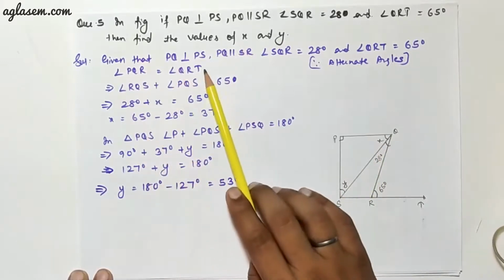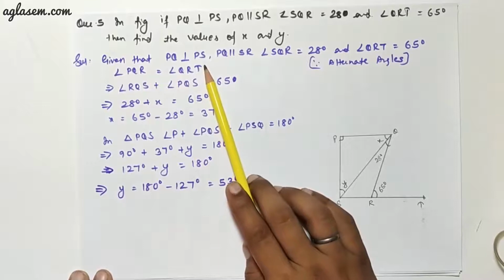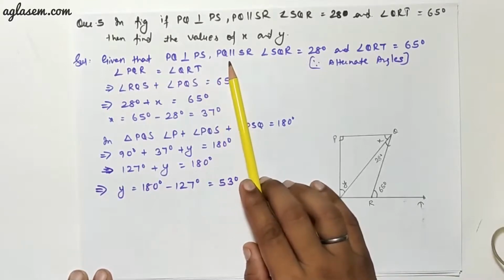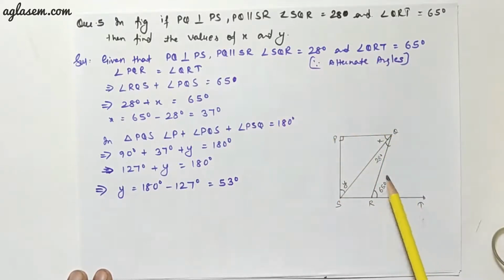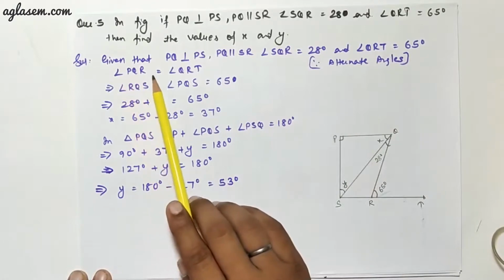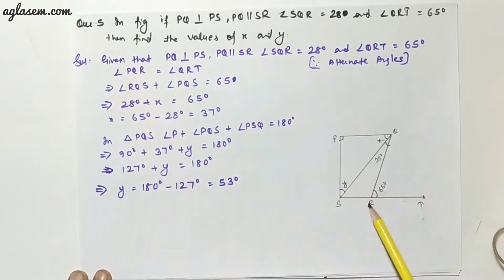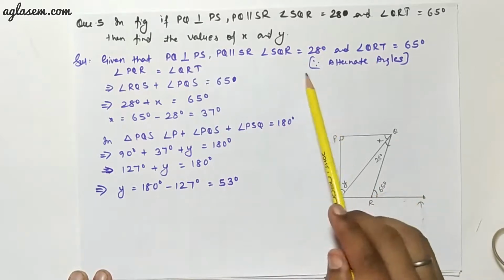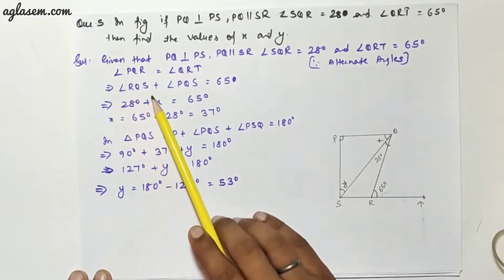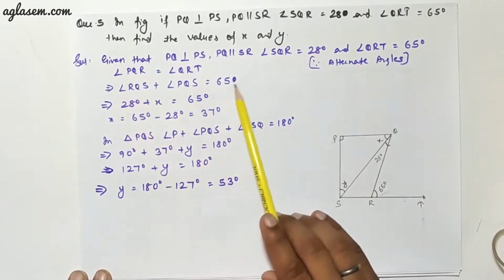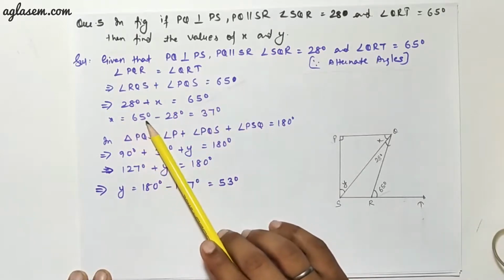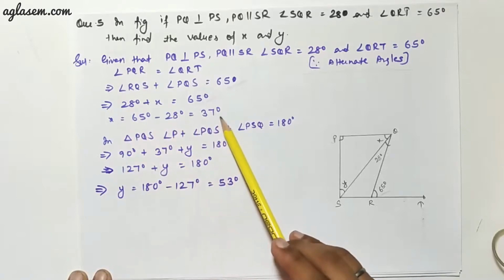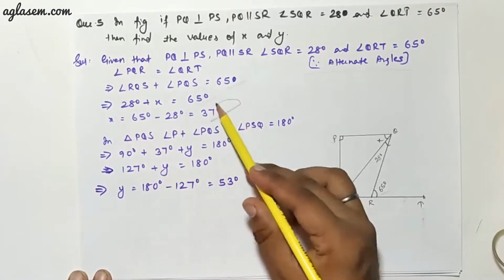Given that PQ is perpendicular to PS, PQ is parallel to SR, angle SQR is 28 degrees and angle QRT is 65 degrees. So angle PQR is equal to angle QRT because of alternate angles. So angle RQS plus angle PQS is 65 degrees. 28 degrees plus X is equal to 65 degrees. X equals 65 degrees minus 28 degrees, which is 37. So the value of X is 37 degrees.